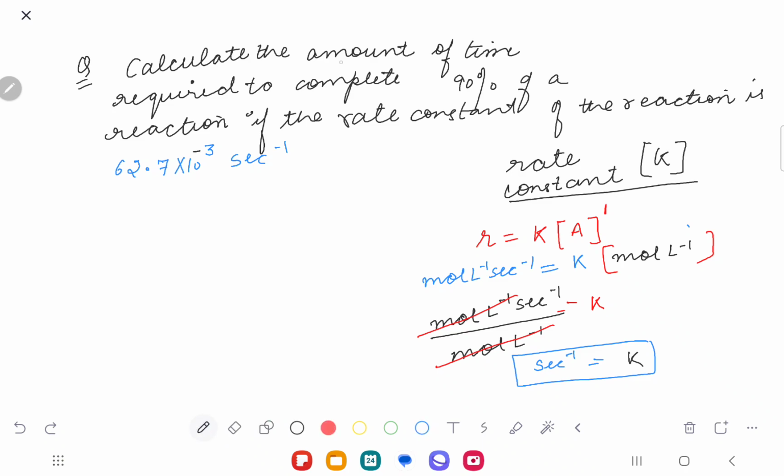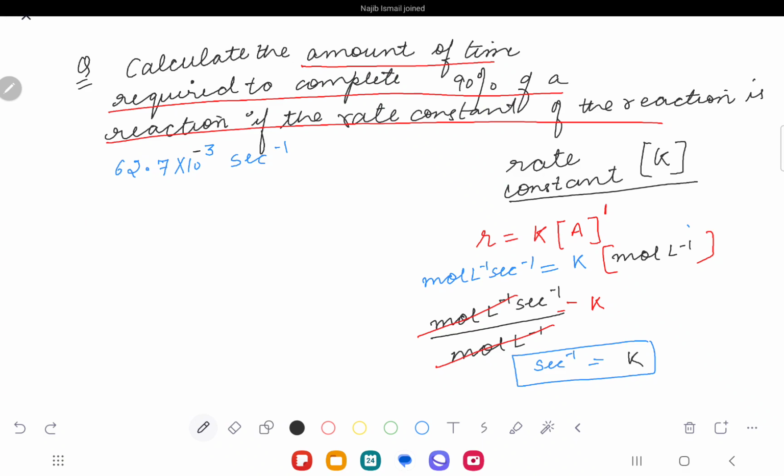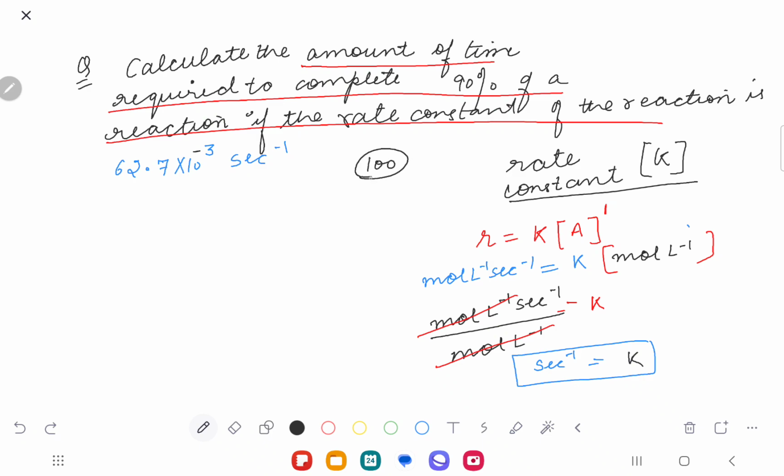So it says calculate the amount of time required to complete 90% of the reaction. So what am I going to say? I do not know how much was the initial reactant. So let's suppose I had 100 reactants initially. You understand? I had 100 molecules of reactants initially. All right. So then what we are doing is we are saying that calculate the amount of time required to complete 90% of the reaction.